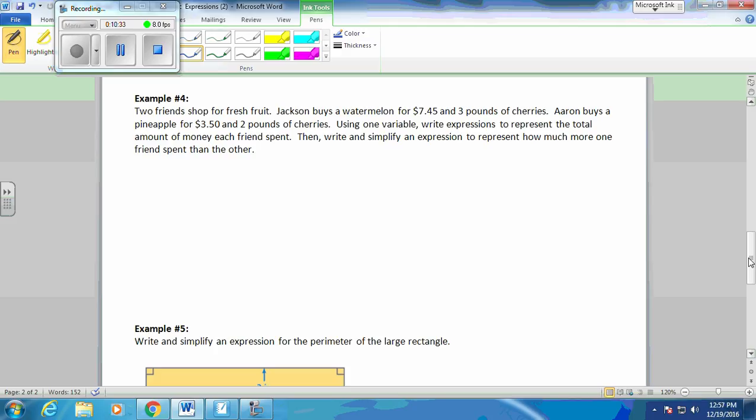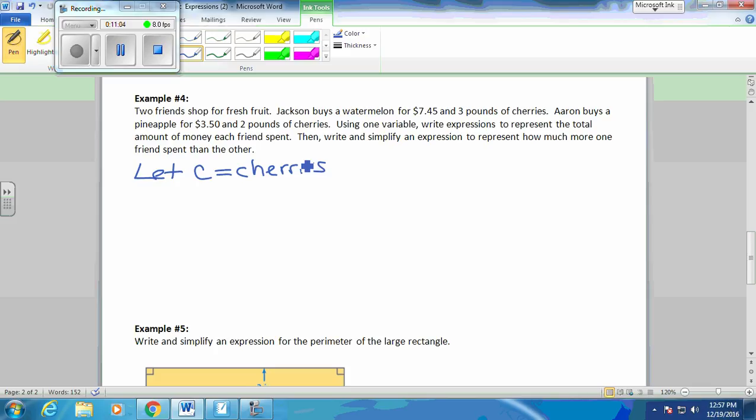So they're specifically saying they only want you to use one variable. So looking at what the friends bought, Jackson bought watermelon, but they gave you it as a dollar value, and then 3 pounds of cherries. And Aaron bought pineapple, but again, they gave that as a dollar value and 2 pounds of cherries. So what we really don't know is the cherries. So I'm going to write something called a let statement, which says, let this letter be this. So let C be equal to the cherries. I'm giving that C not a value, but a description.